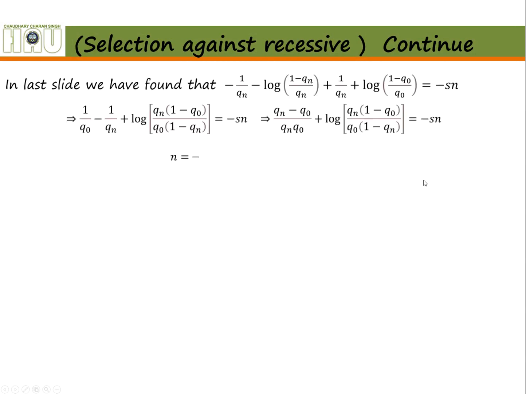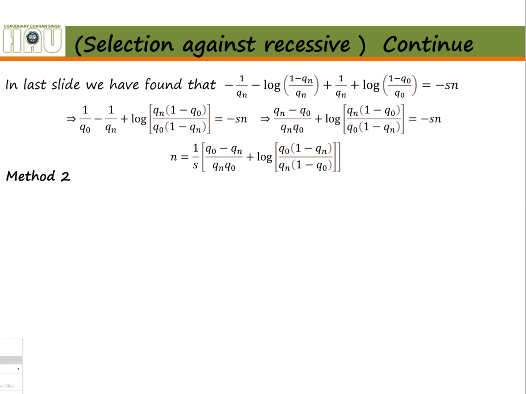So these are the relations I have found up to now. Now in the second method, what we do is we take the integration between q0 to qn of dq upon q square into 1 minus q, which is equal to minus the integration from 0 to n of s dt.